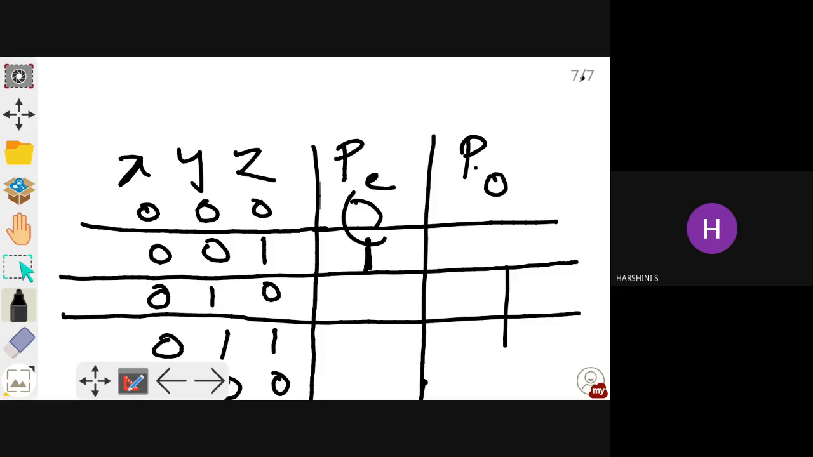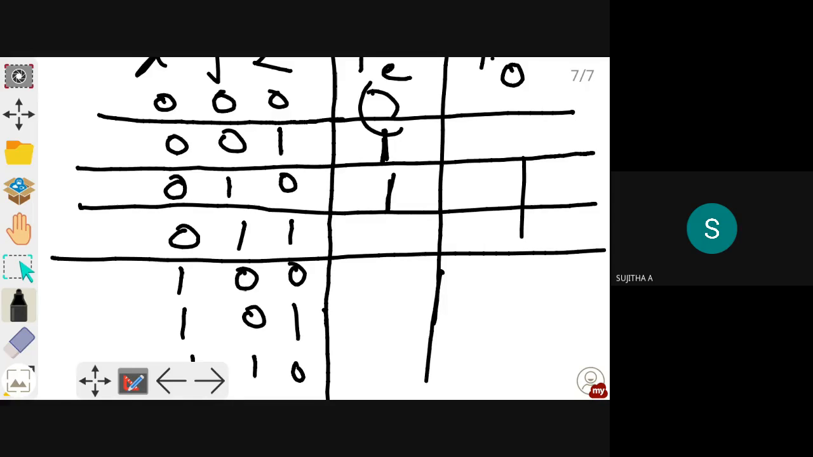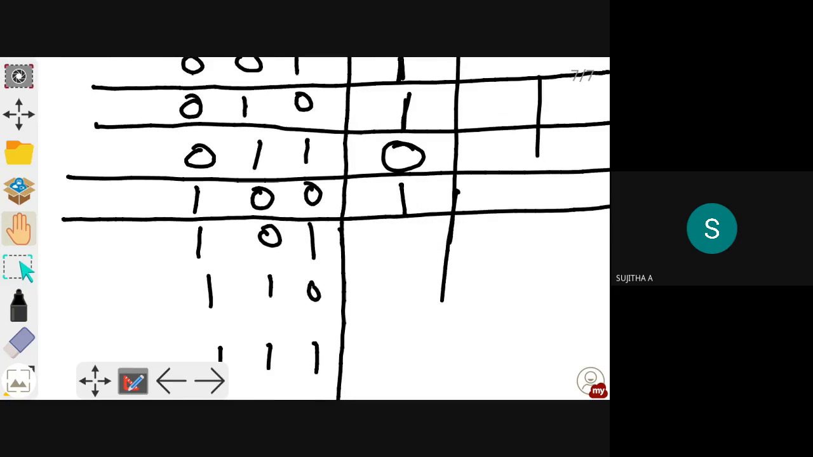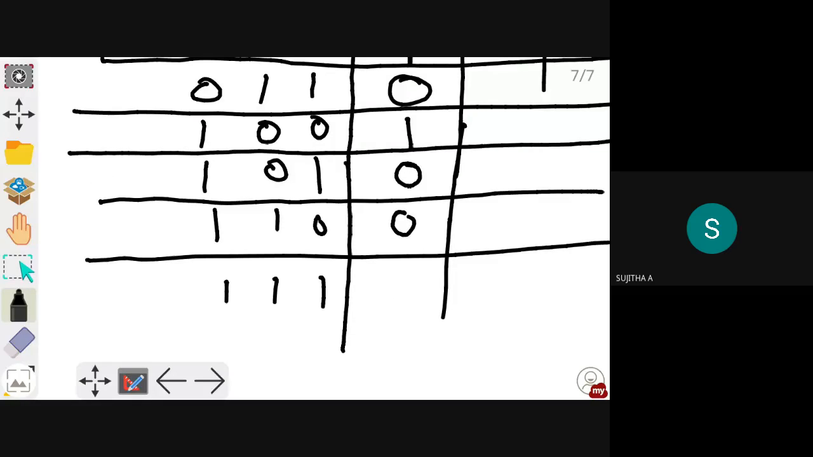Is it clear? So you tell me, for 010, the parity bit for even parity is? We should add one, ma'am. 1. So you have to add 1. And for 011, what bit you have to add? Zero, ma'am. 0. And for 100, what bit you have to add? One, ma'am. 1. For 101, what bit do you have to add? Zero, ma'am. 0. For 110, you have to add zero. 0. And for 111, you have to add one, ma'am. 1. So this is the parity bit you are going to add.